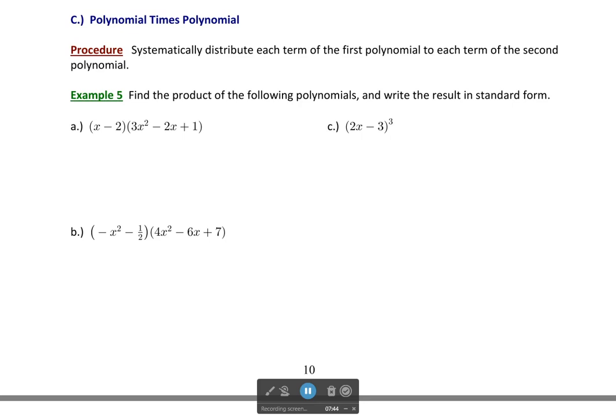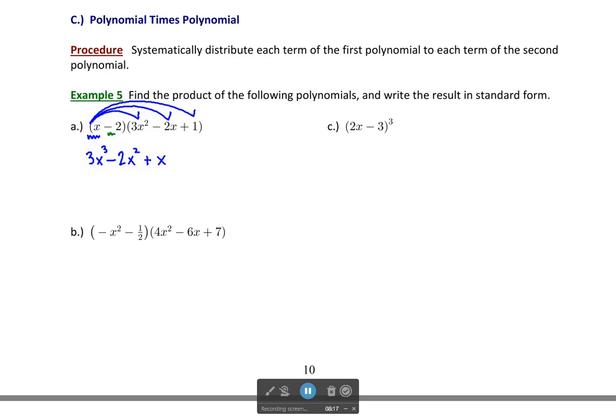So what we're going to do on this one is begin with that first term. I'm just going to look at the first term of the first binomial, and I'm going to distribute that to each term of that trinomial. So we're going to end up with x times 3x squared, which is 3x cubed, minus x times 2x, which gives us negative 2x squared, and then x times 1, which is just x. So the first term of the first binomial has been distributed.